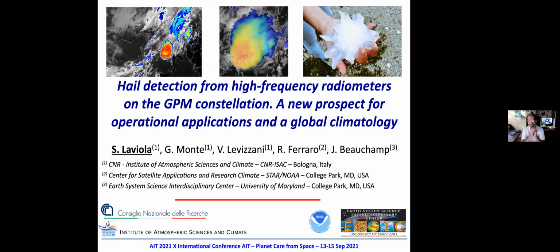Hello, everyone. In this presentation, I will show you a new method for rain detection from the GPM constellation. I will use the microwave radiometers orbiting in this constellation. This will offer a new prospect for operational application that we are planning now, and a global climatology.